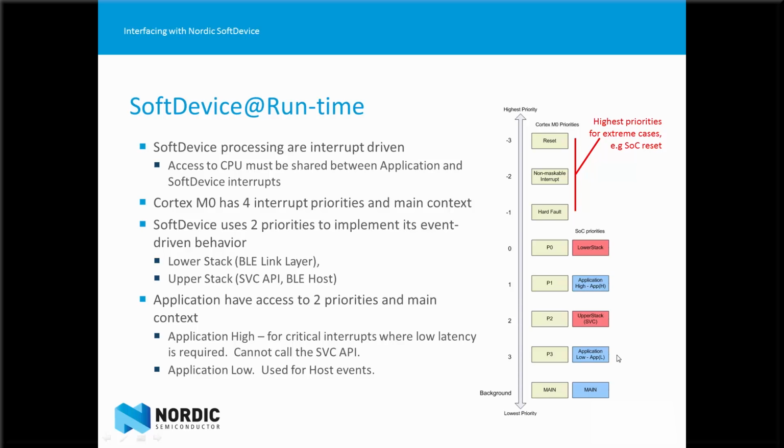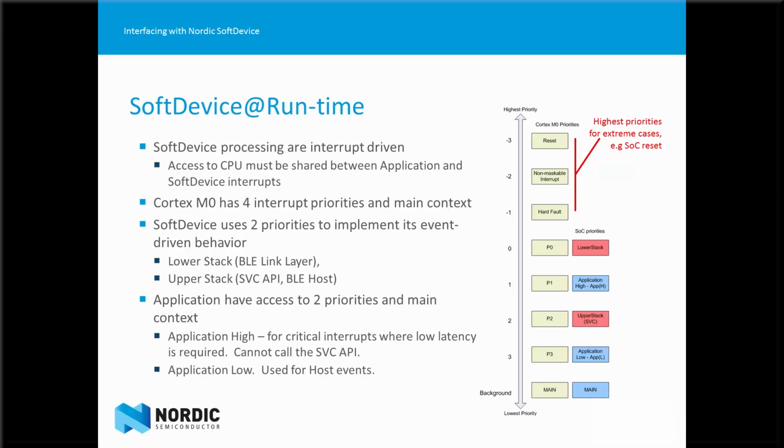But from this interrupt priority, you can't call lower interrupt priorities. And because the upper stack is lower than the application high priority, you can't really call this. So you have to go down to app low or from main to call this.